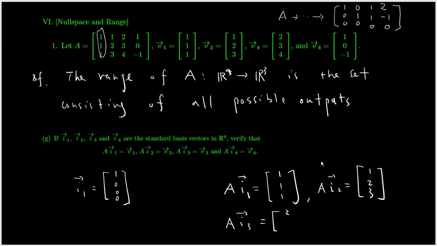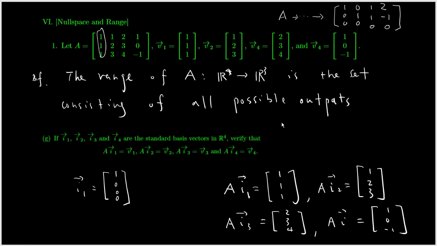You have 2, 3, and 4. And the A times I4, I'm going to write them all. Okay, you have 1, 0, and 91, right? That's my question G. My intention is that I want to show you the output.